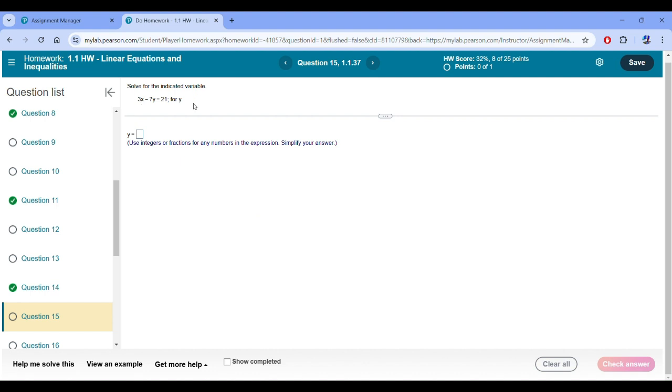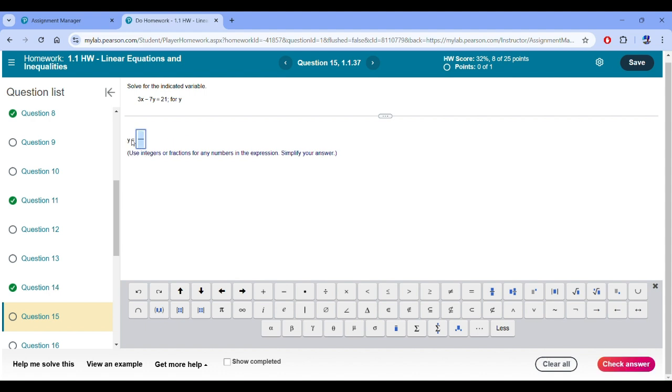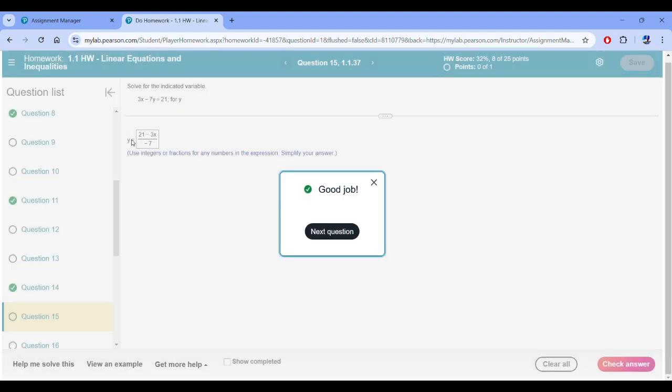All right, solving for y. Here we would need to minus 3x. So the first thing I'm going to do is create a fraction, because in my numerator I have 21 minus 3x. In my denominator, it would just be divided by negative 7. Next question.